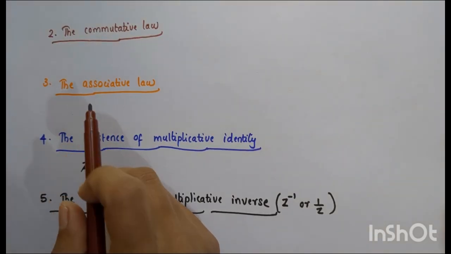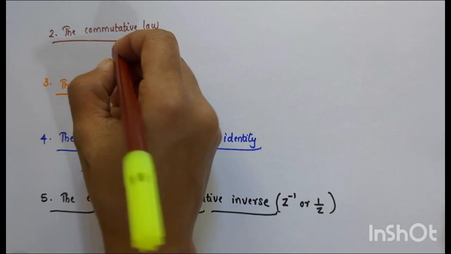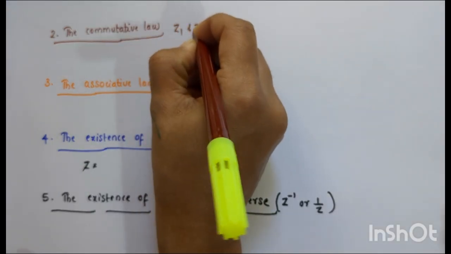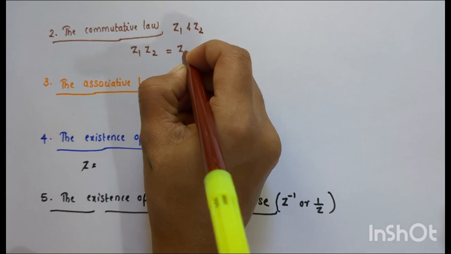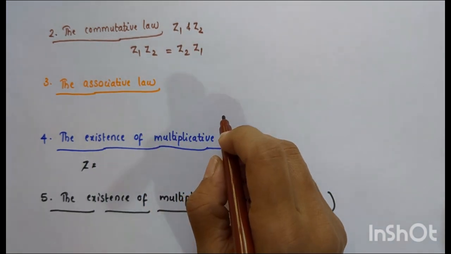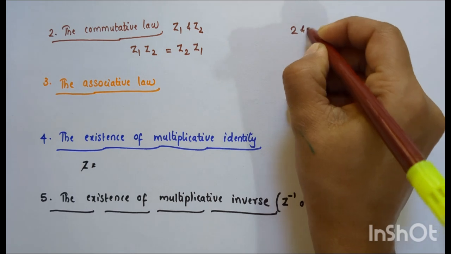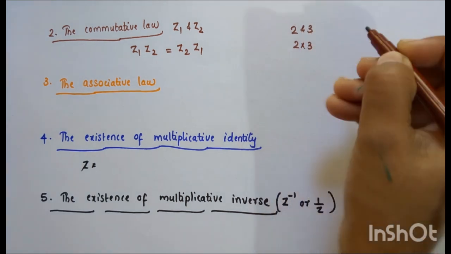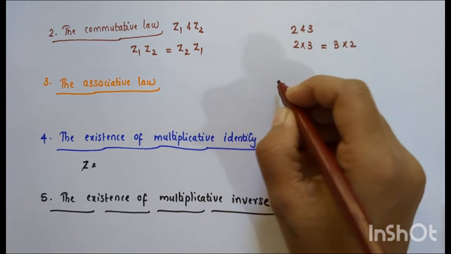Now, the second property is the commutative law. That is, for any two complex numbers z1 and z2, z1 into z2 will be equal to z2 into z1. That is, if you consider real numbers 2 and 3, 2 into 3 is equal to 6, and when you find out 3 into 2, that is also equal to 6.